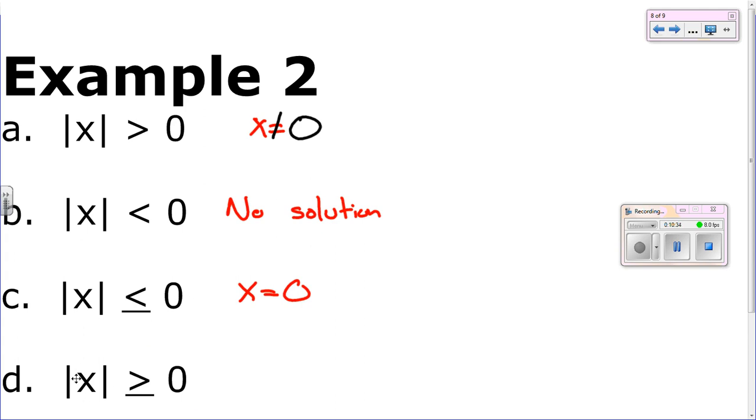When is it greater than or equal to 0? That is all real numbers. Because we could put a 0 in, that would work. 0 is greater than or equal to 0. Put a negative 1 in, absolute value of the negative 1 is 1. That's greater than or equal to 0.